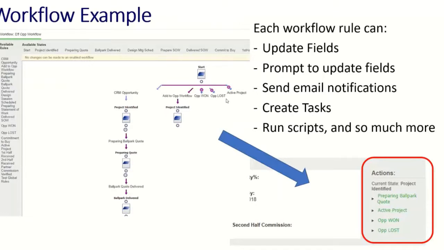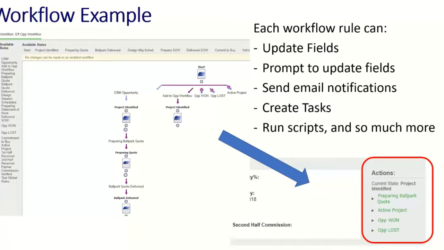And what we can do is we can build this workflow. And when you click on each, down in the lower right, you'll see you have workflow rules that you can go through. And when you click on each one of these rules, we can have it prompt the user to ask them to update fields. We can send an email notification when something happens. We can automatically create a task, run scripts. We can do all kinds of stuff. This is very powerful. Every opportunity system that we implement, we will typically have a workflow built as well.